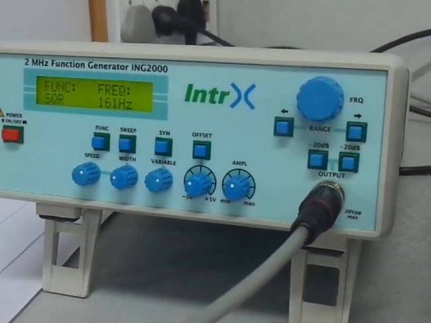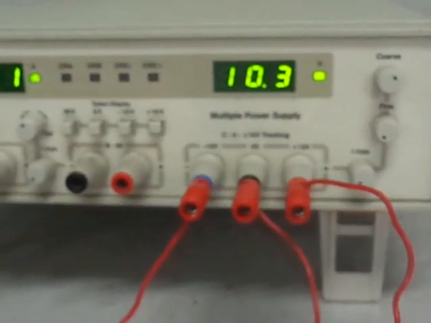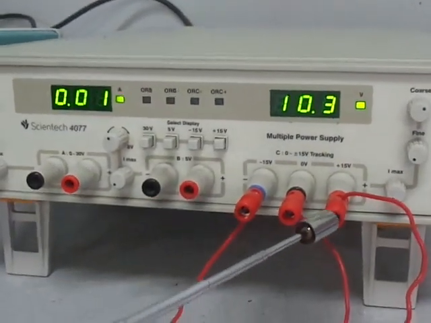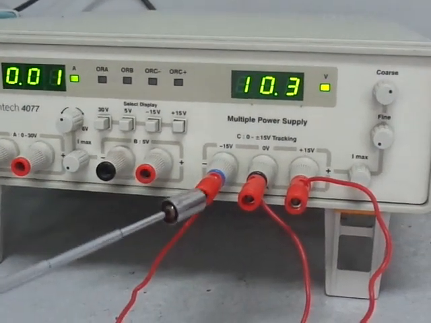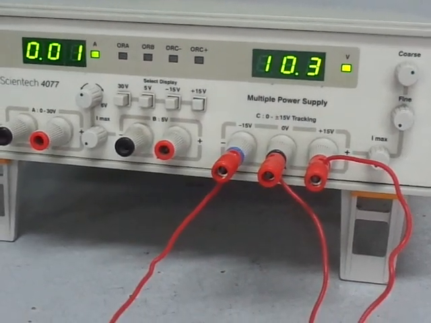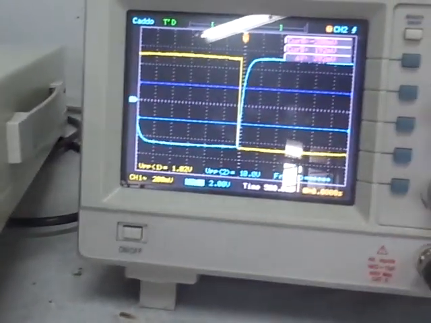For operational amplifier 741, we need a dual power supply. So we have connected plus from the dual power supply to pin number 7, minus from the dual power supply to pin 4, and a common terminal we have connected to ground. And we are going to observe the output on a digital storage oscilloscope.